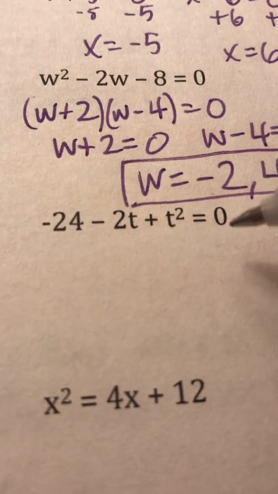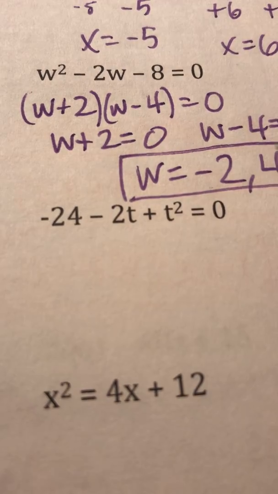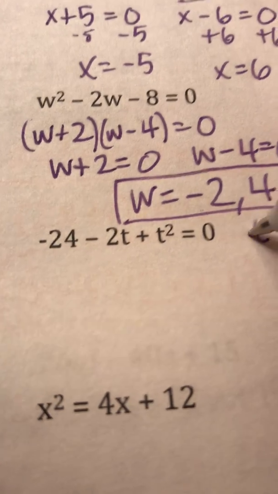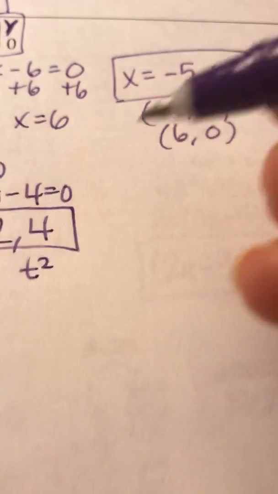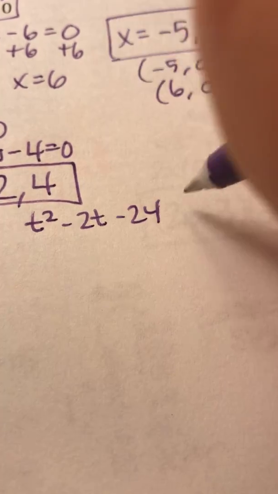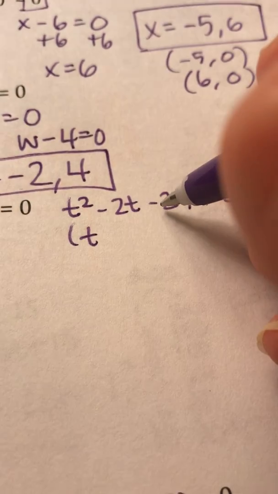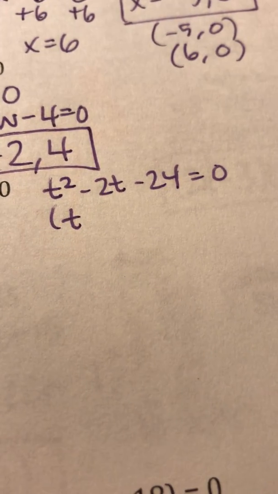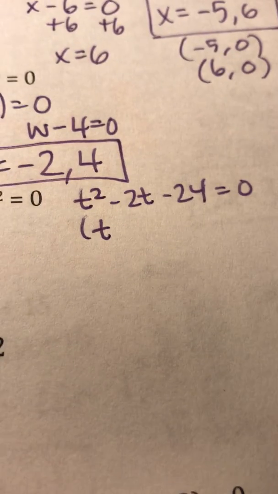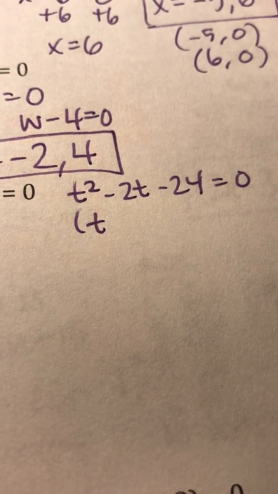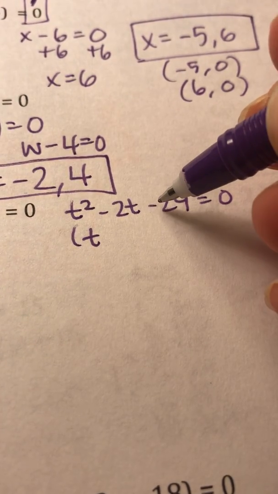Now, first thing that I notice here is that this is written incorrectly. So, in order for this to make sense for me, I'm going to rewrite it in proper polynomial order. Minus 2t minus 24. Just because that helps me. Okay, so now if I'm factoring, this is a negative. This is a negative.